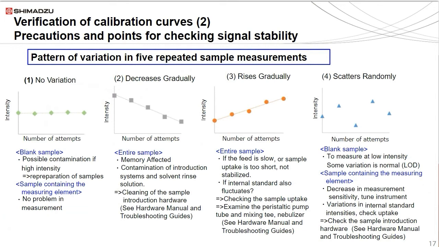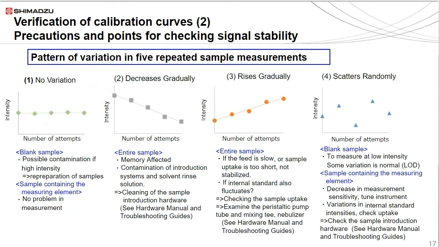If this is not the problem, examine the peristaltic pump tubing and mixing tee to make sure internal standard is present and the uptake from both probes is consistent. The probe tubing may need to be replaced, or the mixing tee cleaned, or the connections secured for leaks. Note that internal standard fluctuations and sample signal fluctuations can mean different things, and so both should be examined.